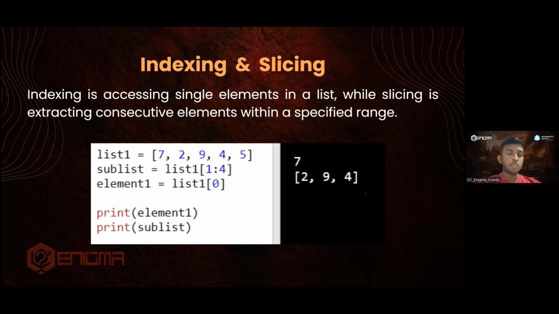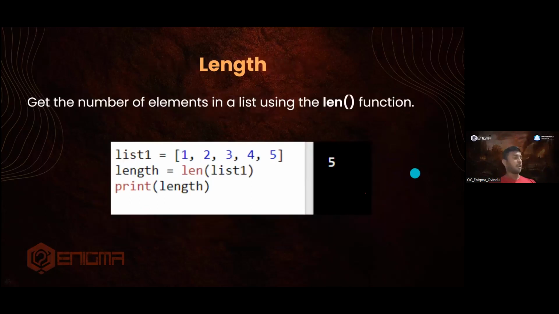Okay, so I think we're done with list indexing as well. So next, let's move on to length. This is a very simple function. This is just getting the length of the list. So all you have to do is first type in the length function and then put in the name of your list within the length function, and that will return to you the length of the list.